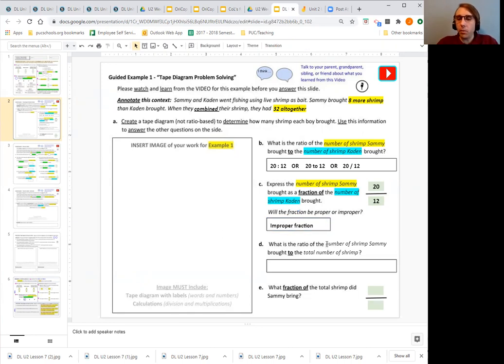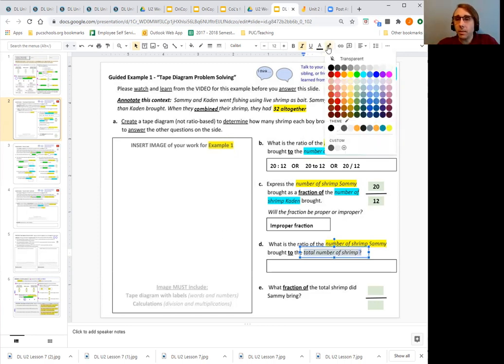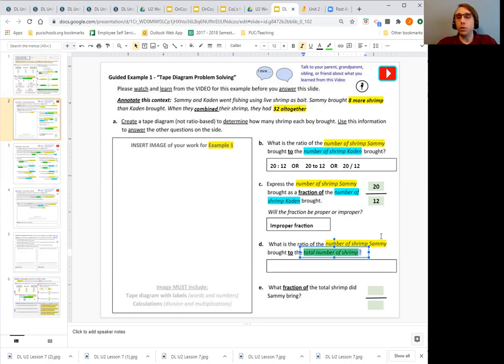All right, next one. What is the ratio of the number of shrimp Sammy brought? Okay, so again, that's the yellow, to the total number of shrimp. Okay, this is not Caden's number, so this is the combined total. So that means I'm going to combine the colors. That is green. Blue and yellow make green. So the number of Sammy to the total number. Well, Sammy's was the 20. So 20 colon. And then the total was all the shrimp. And up in the very top, that was the 32. So I'm actually going to change this to green so I can show that that's a total. So 20 to 32.